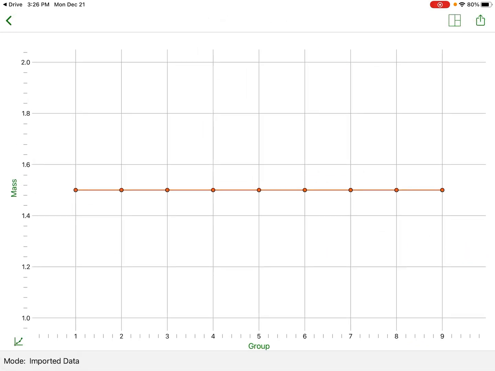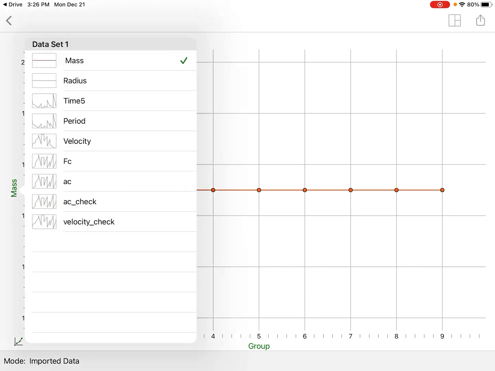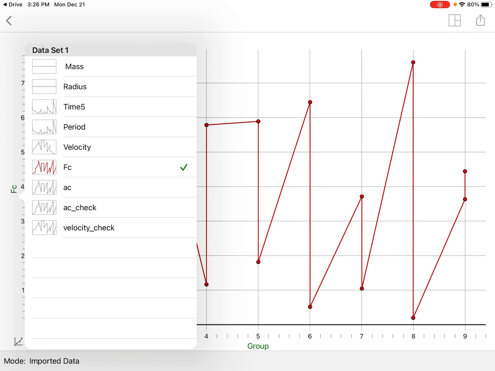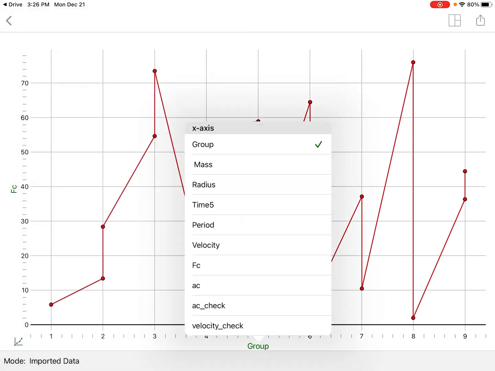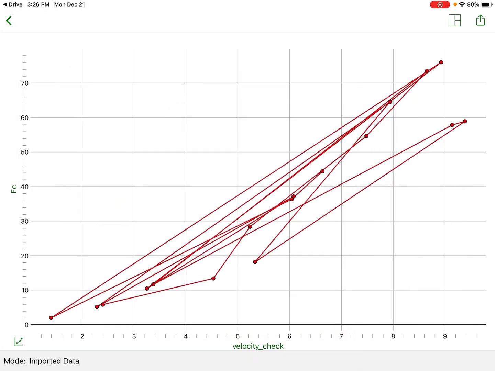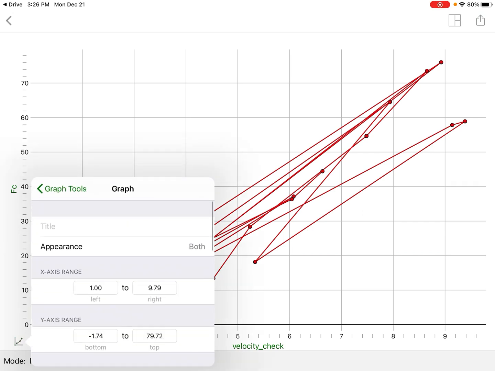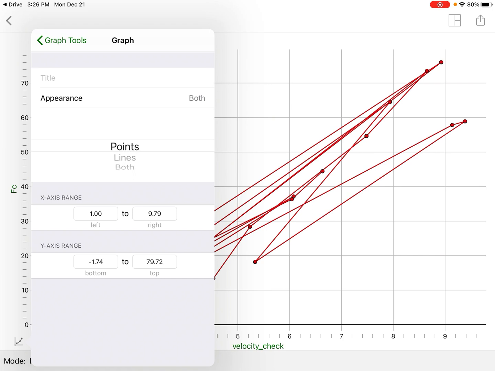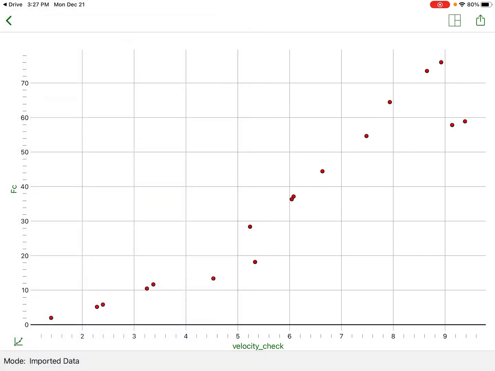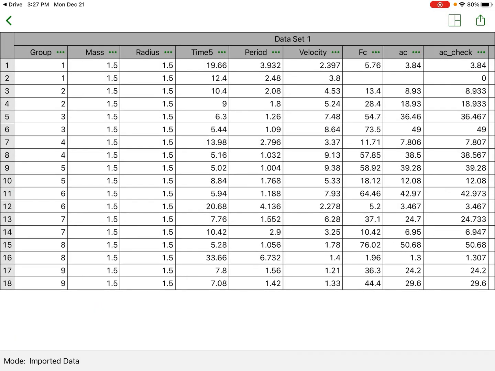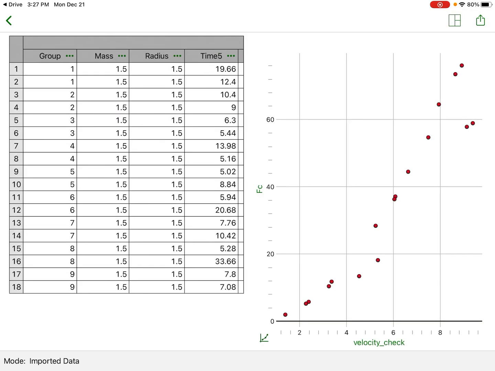Okay, then what we had done is we said on the y-axis was FC, so I'm going to turn FC on and turn off mass. And on the x-axis, we started with velocity. And then in the lower left-hand corner, I changed the graph options to points. Okay. Let's see. We could look at the table, or we could look at the graph in the table.